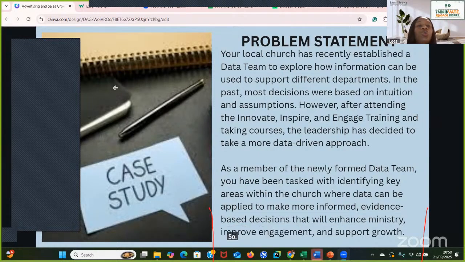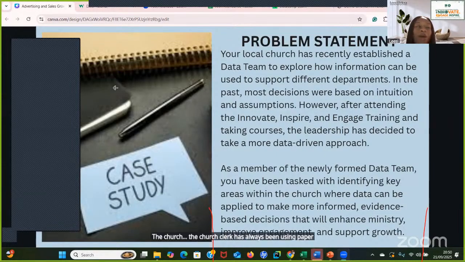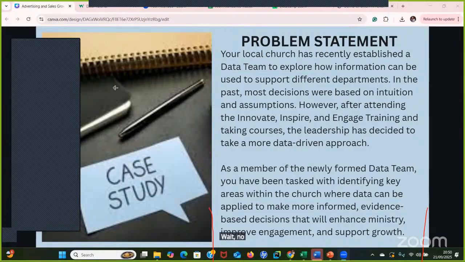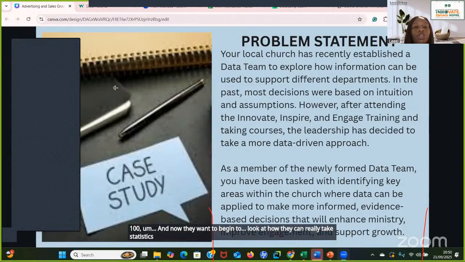So where would you begin to record in the simplest form? Let's say for a beginner, the church clerk has always been using paper. They use a paper book, as in a notebook, and now they want to begin to look at how they can really take statistics and data very seriously. What is the easiest way that they can begin to record that data?